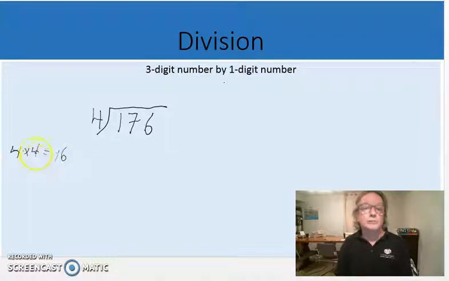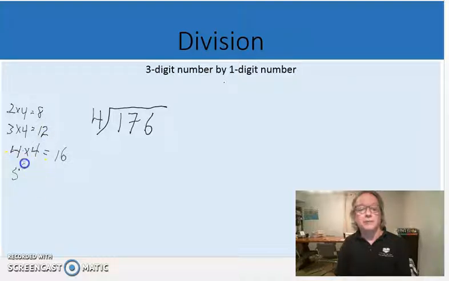Now, if you didn't know your times table, you could start at 2 times, most people know the 2 times. 2 times 4 is 8. 3 times 4 is 12. You can go through and just work your way up to where you need to be. And 5 times 4 is actually 20. And my 4 disappeared there. 20, that's too big, so we can't use that one. We only have 17 here, so 16 is as close as we can get.